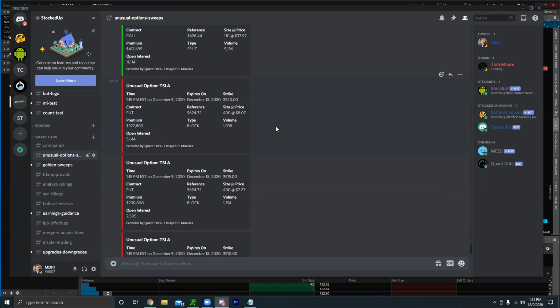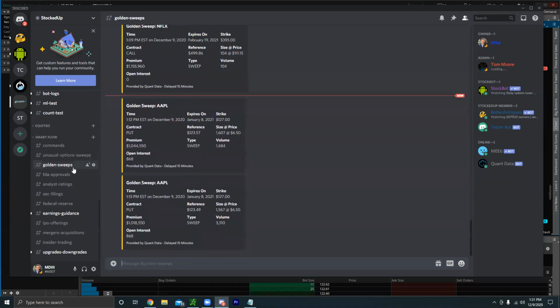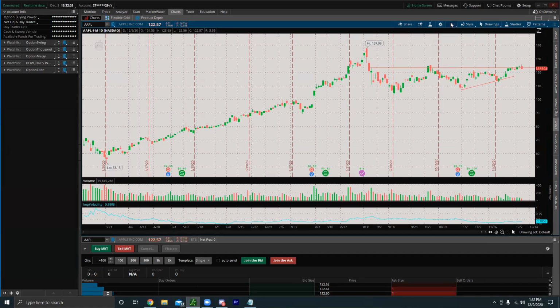And then the last order is the most important, and it's called a golden sweep order. So this is very popular and it's very useful. A golden sweep order is just like a regular sweep order, but it also has options where the sweeps are over $1 million. So we can see that if we look at, let's see. Oh, actually, two golden sweeps just came in for Apple. We have someone who just put a ton of money on the 127 strike puts that expire on January 8th, 2021. This actually looks pretty solid.